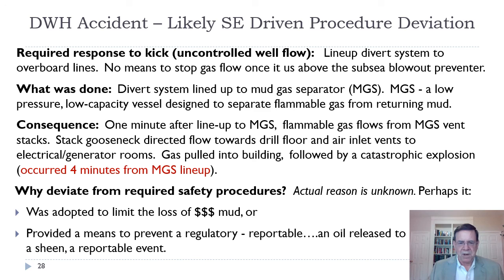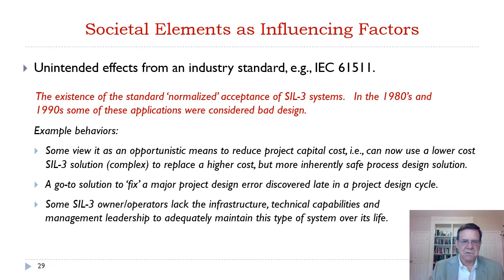We catch them before we have a blowout. So we're going to catch the mud, which is expensive. Or maybe by not going to the overboard lines, no oil got to the ocean. Oil in the ocean is a sheen, and that's a reportable event. The question was whether that was the reason.